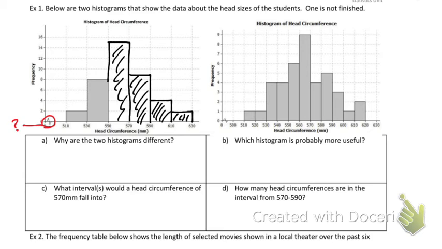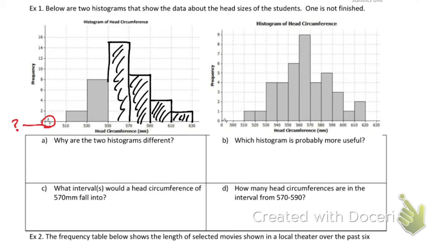This one has a bin size of 20. I'm taking everyone from 510 to 530. I have a bin size of 20. This one has a bin size. I will also note that sometimes these are called class sizes as well. Bin size is the same thing as class size. This class size is smaller. So if we change the class or bin size, it's going to change the way the graph looks.